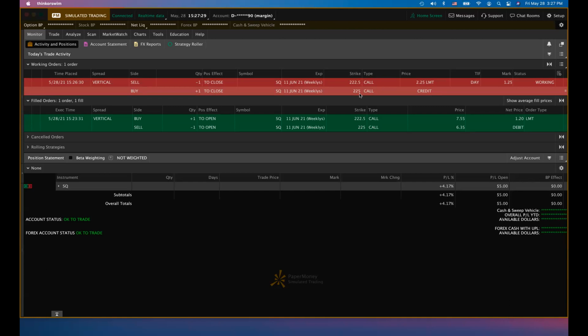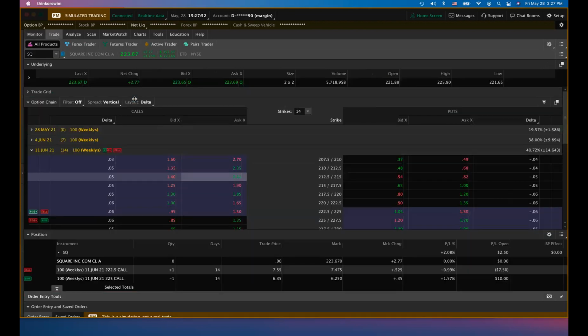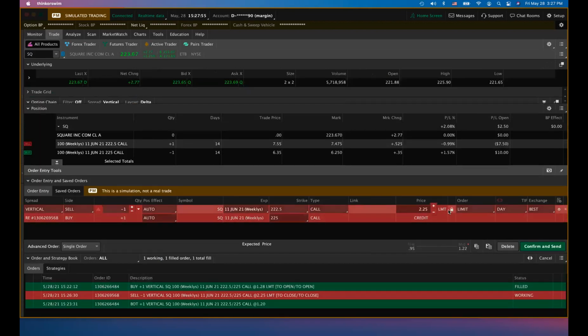So my math here is wrong. The maximum price I can get is $2.50. So if I just add $1 to 120, then realistically I should be shooting for about 220. Is that right? 220. Yes. Let's do a cancel replace. Cancel replace. And that would be $2.20.